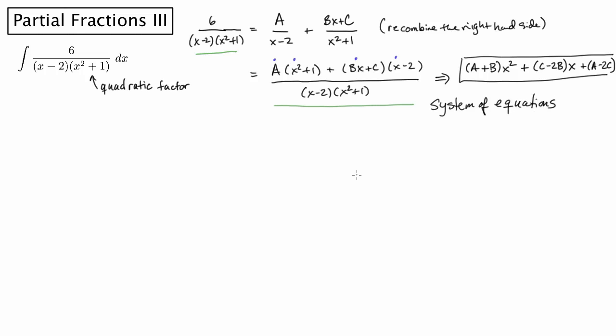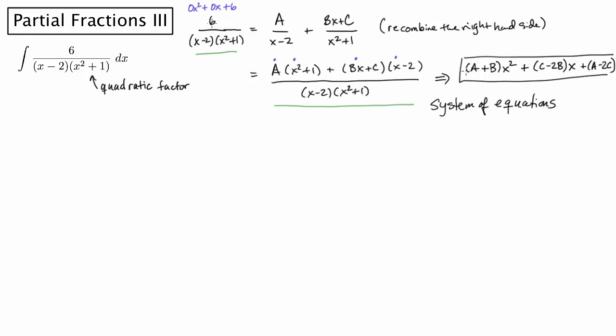The system of equations is the following. The coefficient of x squared is a plus b. There is no x squared over here on the left-hand side. Because of that, that coefficient must be 0. In other words, I'm thinking of this 6 as being 0x squared plus 0x plus 6. That's how I'm thinking of the numerator.